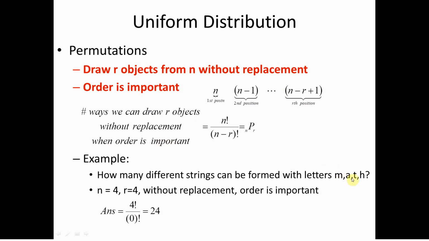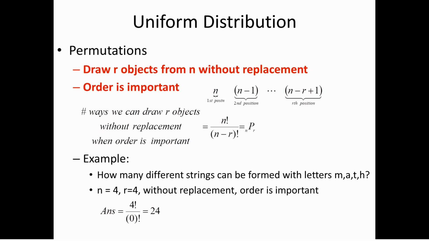Suppose we have 4 letters, M-A-T-H, and we want to know how many different strings can be formed with these letters. Well, I'm going to choose 4 from 4 without replacement. Obviously, in forming strings, order is important. And so the answer is 4 factorial, which is 24. So notice that n factorial is the number of ways n distinct objects can be rearranged. It's the number of arrangements of n objects I can make.